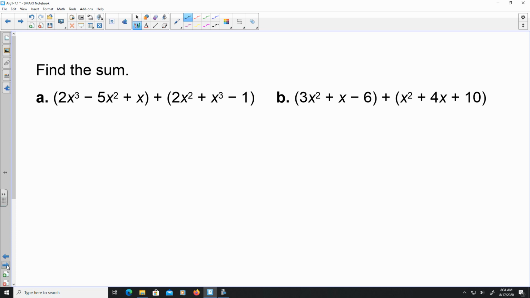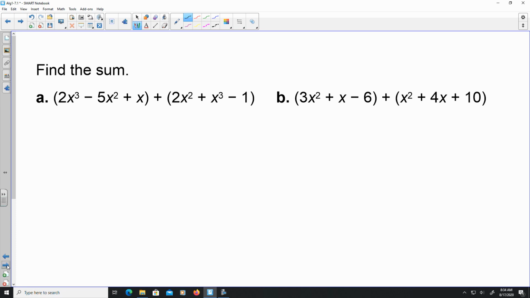So if you look at these 2 examples here, A and B, both of these are addition problems. The reason why I know they are addition problems is because I have the plus signs between the 2 parentheses. Okay? If there was a minus in there, it would be a subtraction problem. So here's how I would like you to go about solving this.